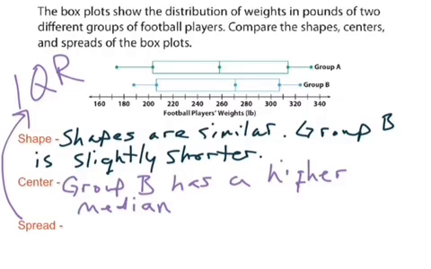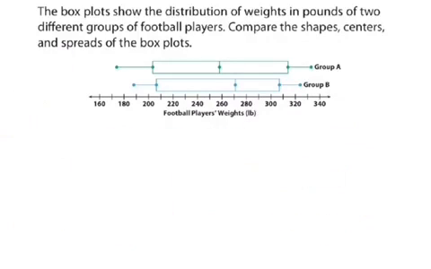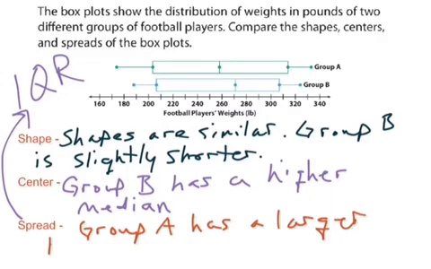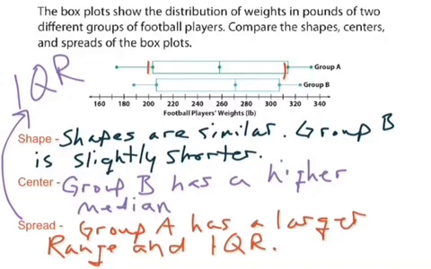So if I go back to this spread, what's the spread look like here? Well, I'd say that Group A, let's go with the red here, has a larger range. And it has a slightly larger IQR, so I'll put that too. Interquartile range, IQR.